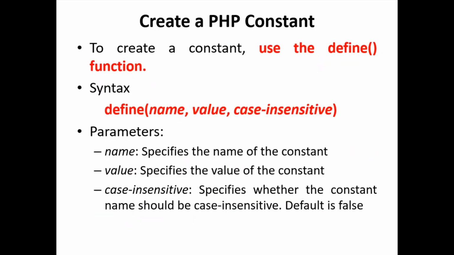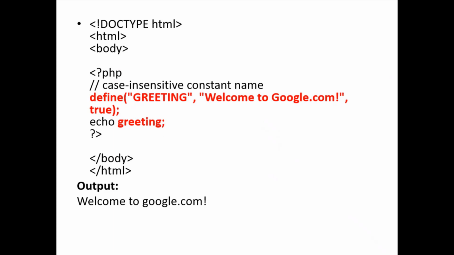So how to create a PHP constant? To create a constant, use the define function. The syntax is define(name, value, case-insensitive). Name specifies the name of the constant. Value specifies the value of the constant. And case-insensitive specifies whether the constant name should be case-insensitive. Default is false.